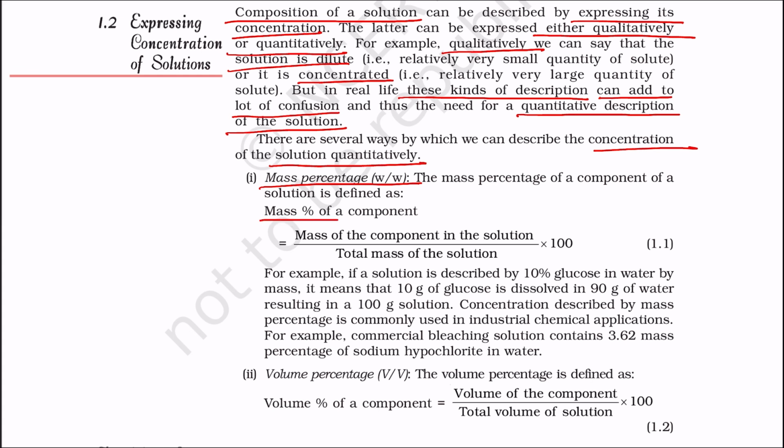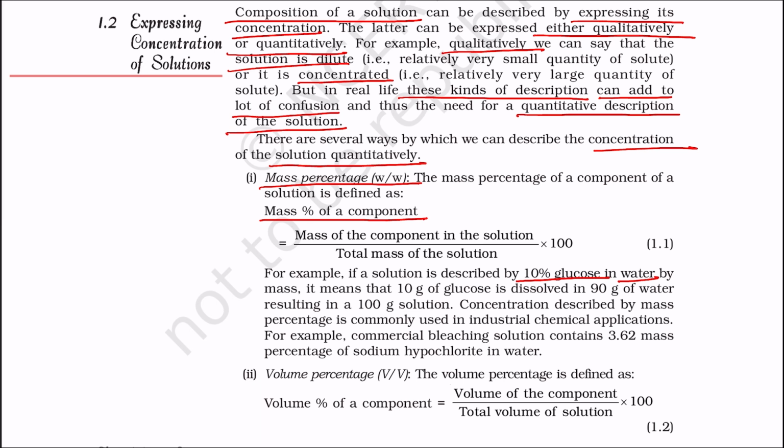Now, mass percent of a component is mass of the component in the solution divided by total mass of the solution into 100. We can also say mass of the solute in the solution divided by total mass of the solution into 100. Now, if a solution is described by 10% glucose in water by mass, what does it mean?